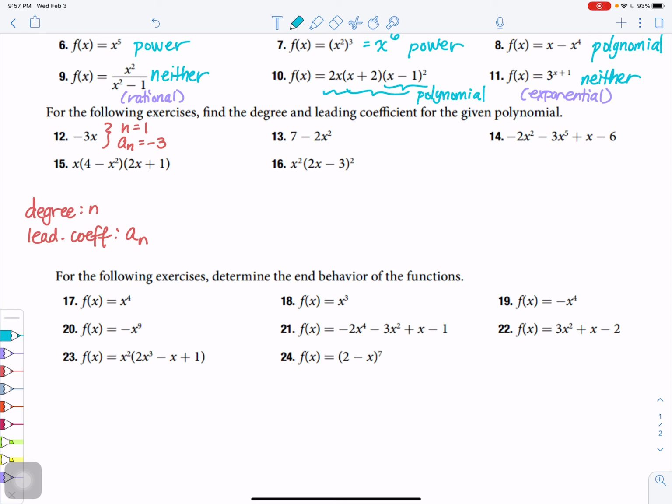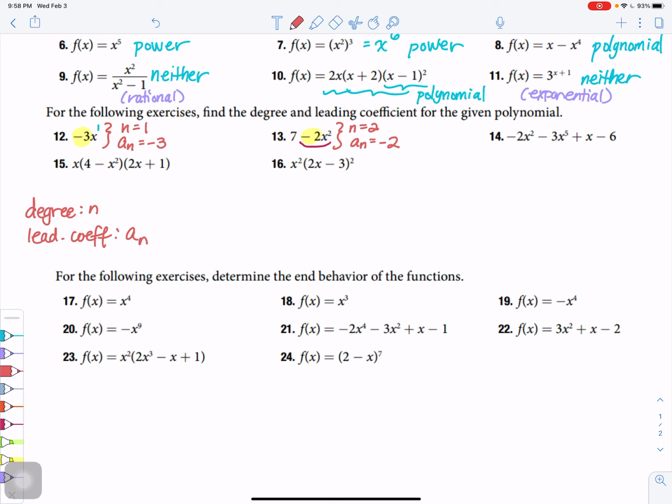Don't forget, this is x to the first power, and that coefficient in front of an x raised to a power is a -3. Let's go to number 13. We're looking for the term with the highest power of x, and it is this term right here. The coefficient is -2, and that degree is 2. So we can actually say that the degree is 2 and the leading coefficient is -2.